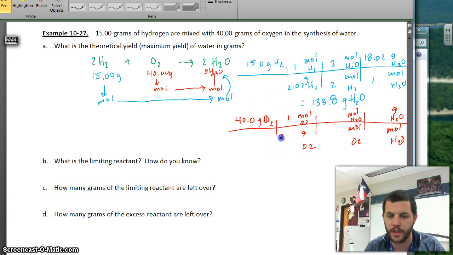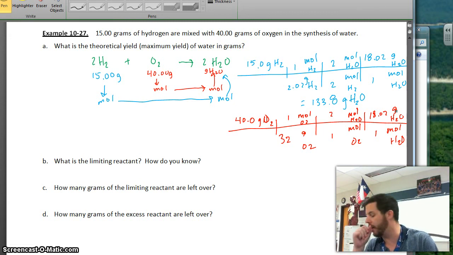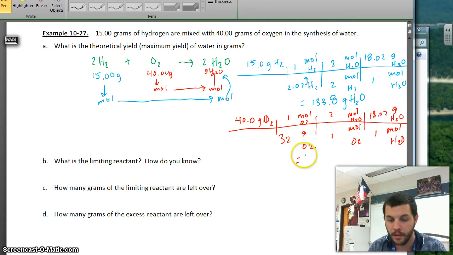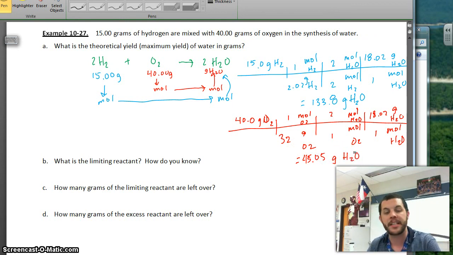So 1 mole of O2 is 32 grams. My mole to mole ratio, 1 mole, 2 moles. 1 mole of H2O is 18.02 grams. Okay, so now let's do the math here. 40 times 2 times 18.02 divided by 32. And I get 45.05 grams of H2O. So that's assuming I have all the hydrogen in the world, okay?